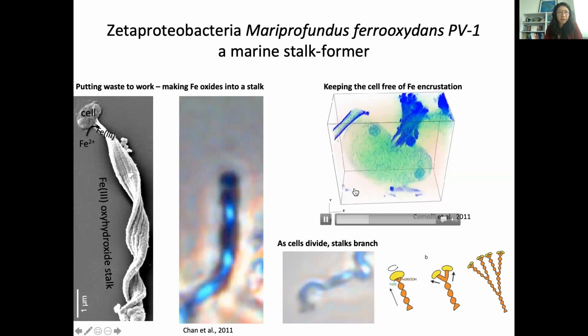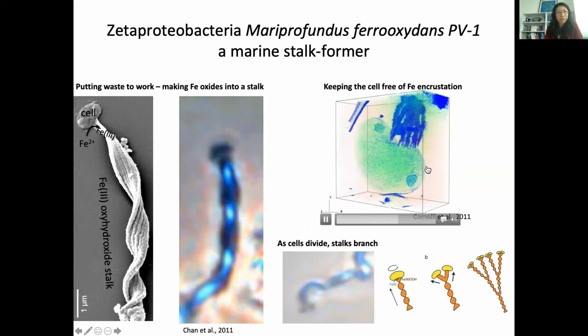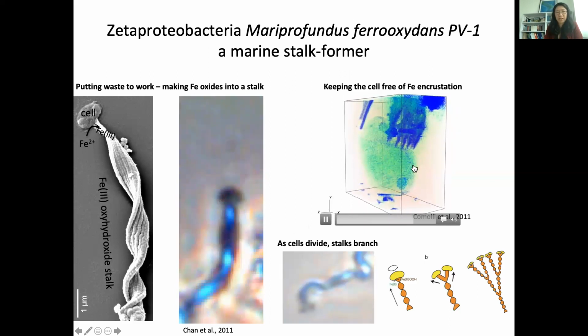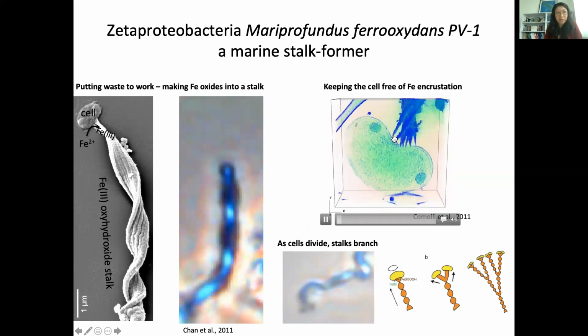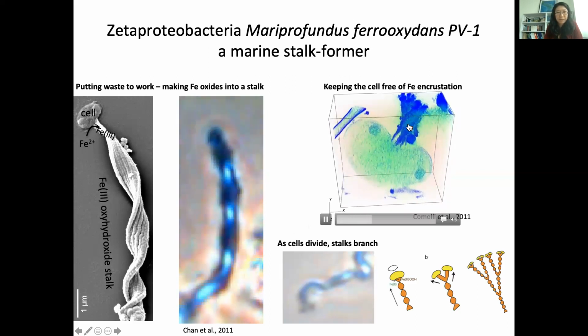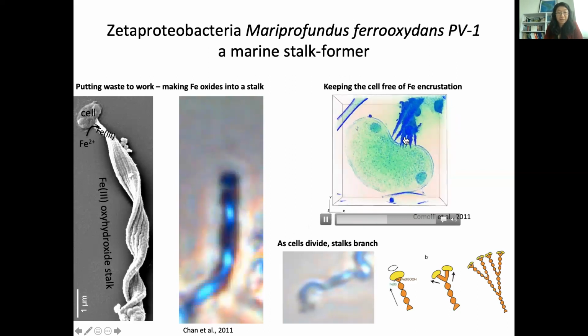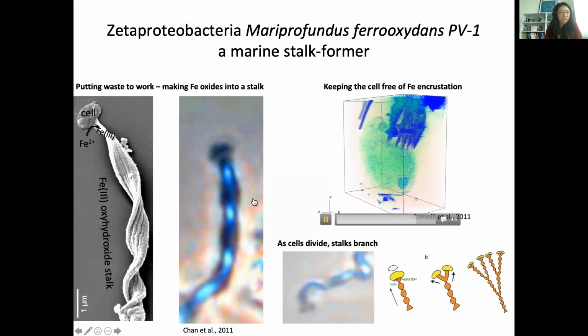This is a cryo-EM tomography reconstruction. And you can see the cell is very clear. There are no minerals in the cell. There are no minerals on the cell. This is a very clever cell, able to package its waste very specifically into, this is the beginning of the stalk right here. And so this is really quite an amazing feat and a powerful adaptation.